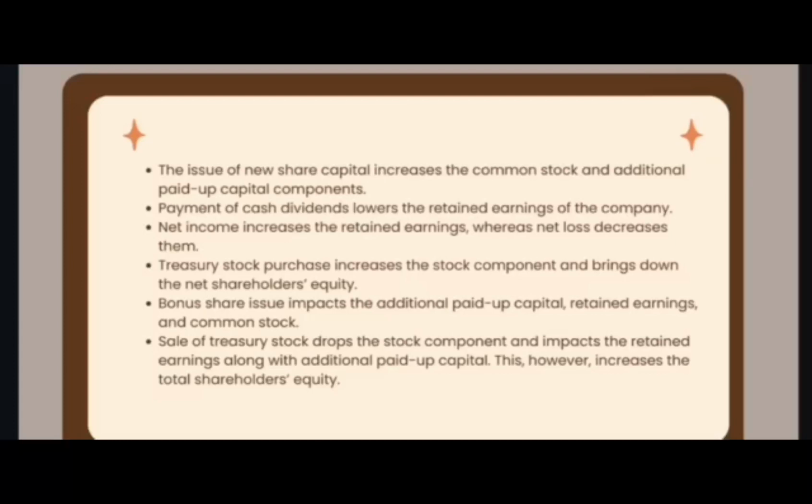Payment of cash dividends lowers the retained earnings of the company. Net income increases the retained earnings, whereas net loss decreases them. Net income contributes to increases in the retained earnings because it reflects the company's earnings. If a company experiences a net loss, it will decrease the retained earnings as it has suffered a financial setback during the period. Treasury stock purchase increases the stock component and brings down the net shareholder equity.